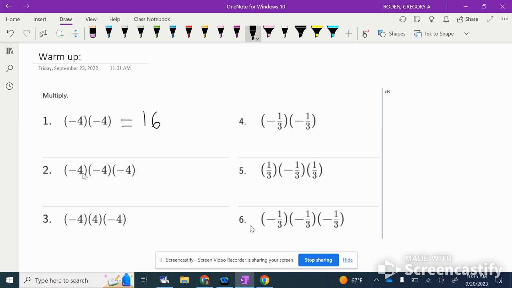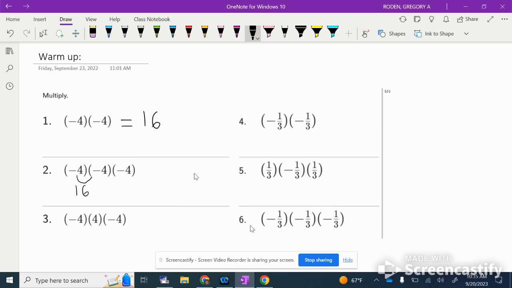On the second one, we're going to break it down into pieces, okay? So this is just number 1 with an extra times negative 4 at the end, right? But first, I want to break this down. So we have negative 4 times negative 4, which we just said was positive 16, right? Now we have positive 16 times negative 4. So my positive 16 is a different sign than my negative 4. So my result's going to be what, class? Negative.